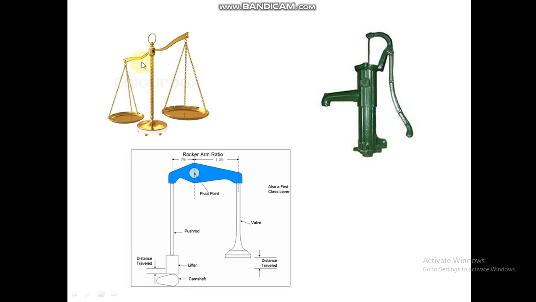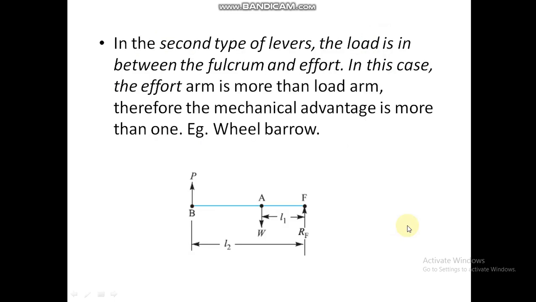Like this is your beam of balance, the fulcrum is between effort and load. Your hand pump, the fulcrum, this point, is between effort and load. Similarly, rocker arm ratio, the fulcrum is between effort and load. So these are all called first type of levers.